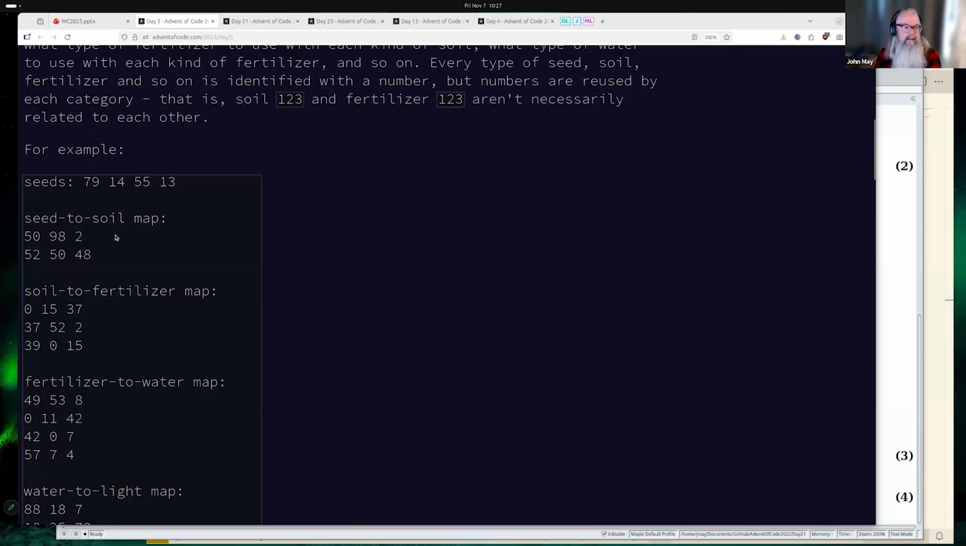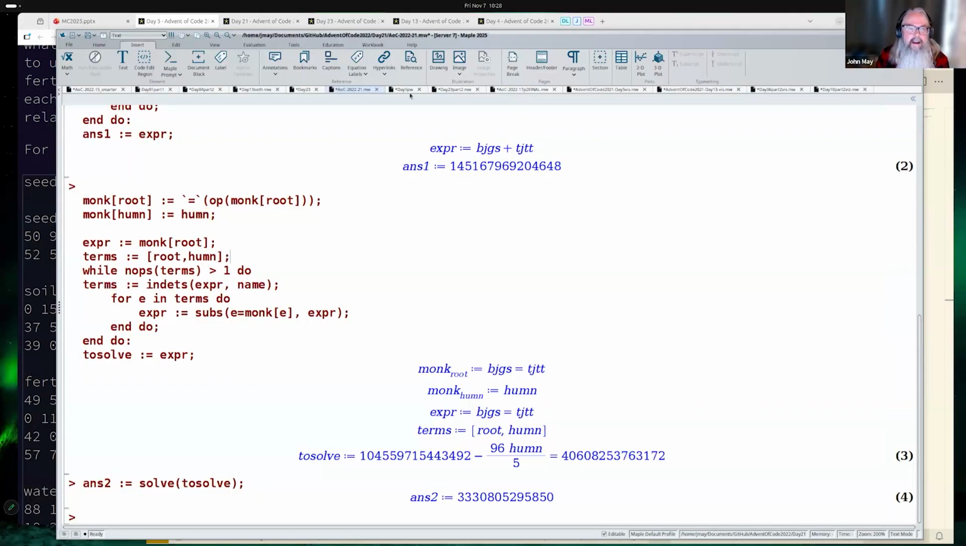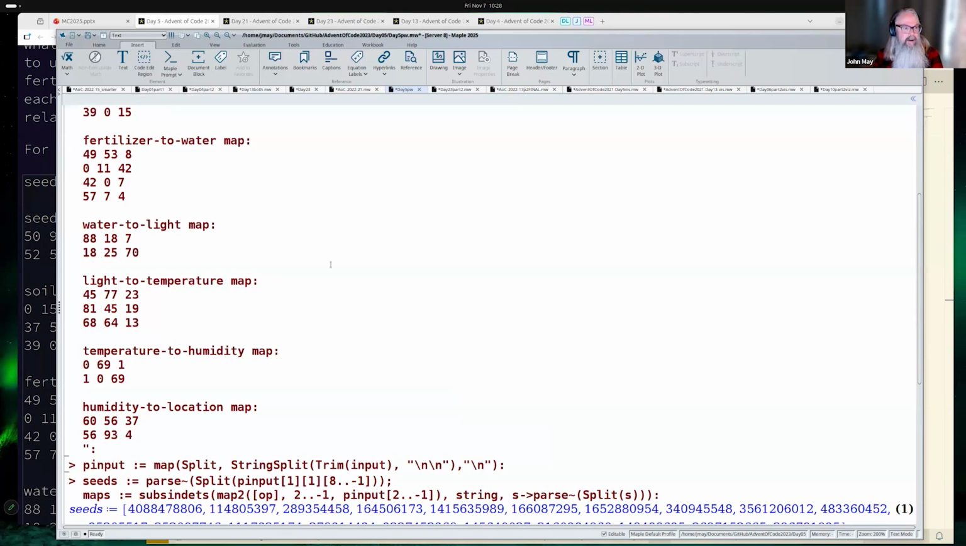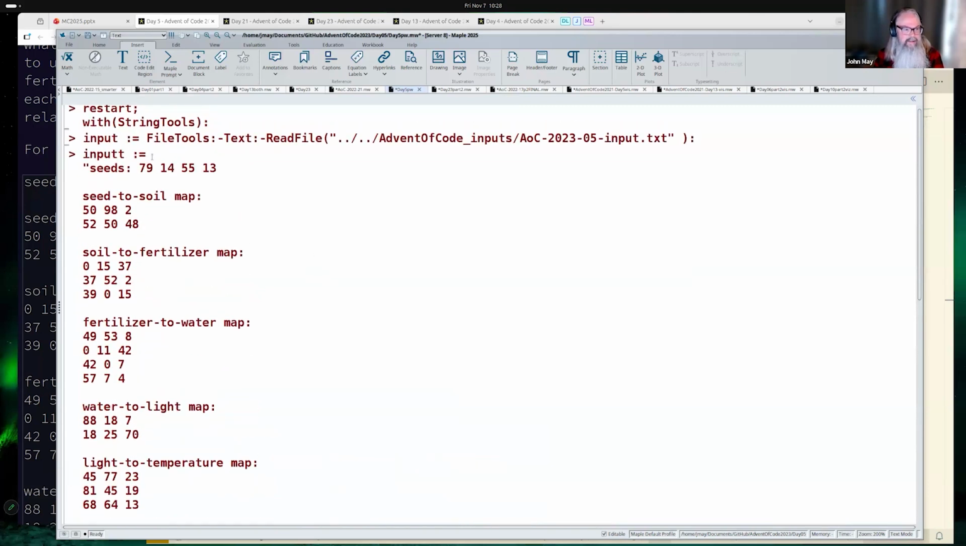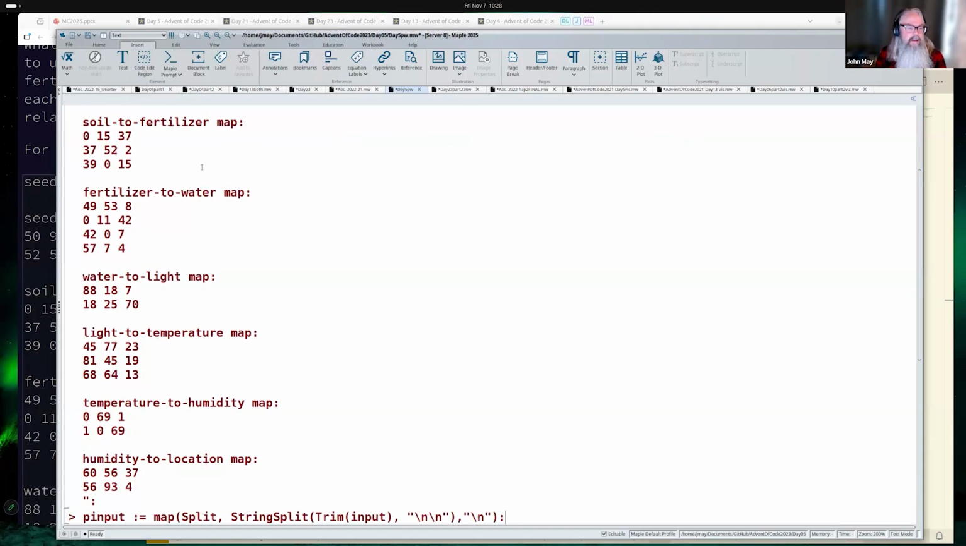So every triple here describes a way to make a piecewise linear thing. So, day 5 piecewise. I'm not going to do this on the real input because it is extremely slow. Oh, I lost my keyboard again. All right, so let's import our friend string tools, because it's useful.